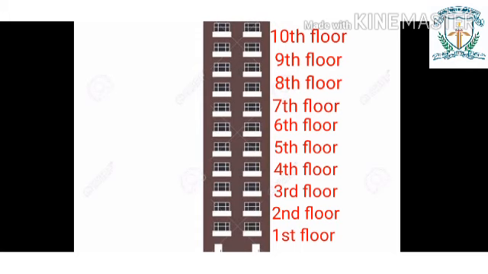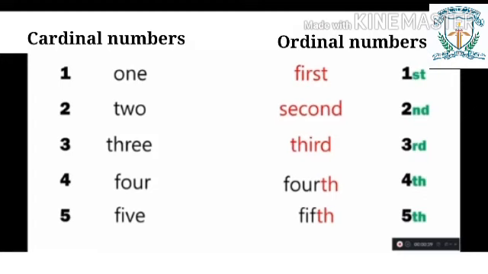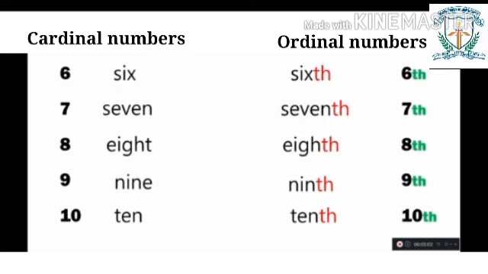Similarly, the picture shows the different floors in a building. We can use ordinal numbers to define their position. Here are the first 10 ordinal numbers. As the list shows, we can write ordinal numbers as a word or as a number.